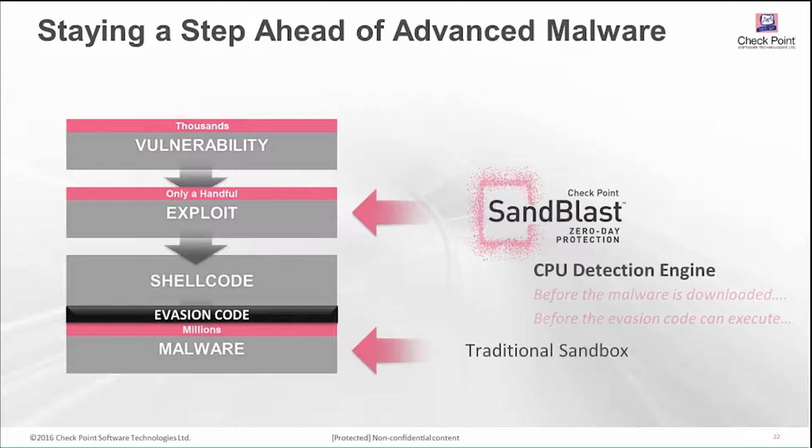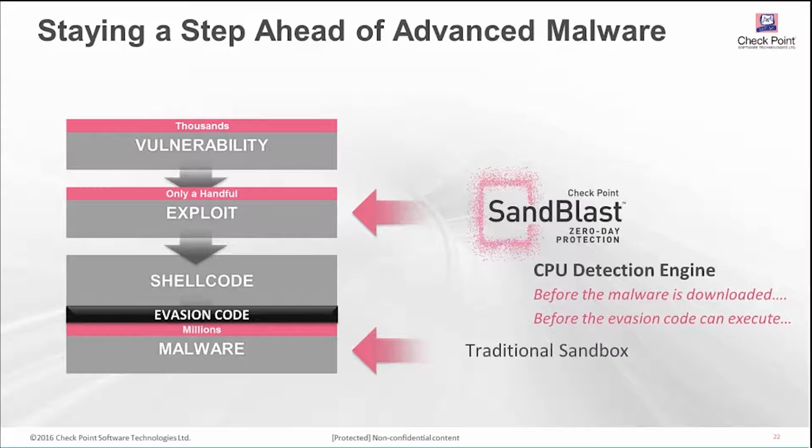But SandBlast, with our CPU level detection engine, is capable of actually picking this up at the exploit level. So what we're doing is we're watching the execution flow of the application as it's running, and there are certain techniques like return-oriented programming that will indicate the presence of malicious code. No normal software would ever be doing some of these activities, and almost all malware, if it's going to try and exploit your system, will go through some of these steps. So by looking for those traces in memory and in the execution flow, we can pick that up.